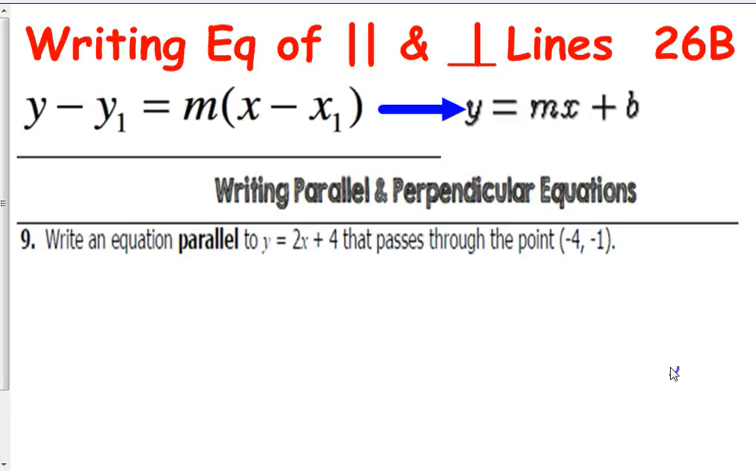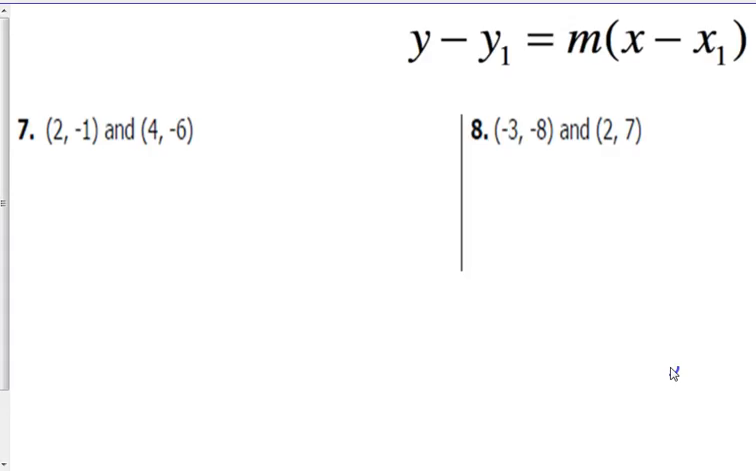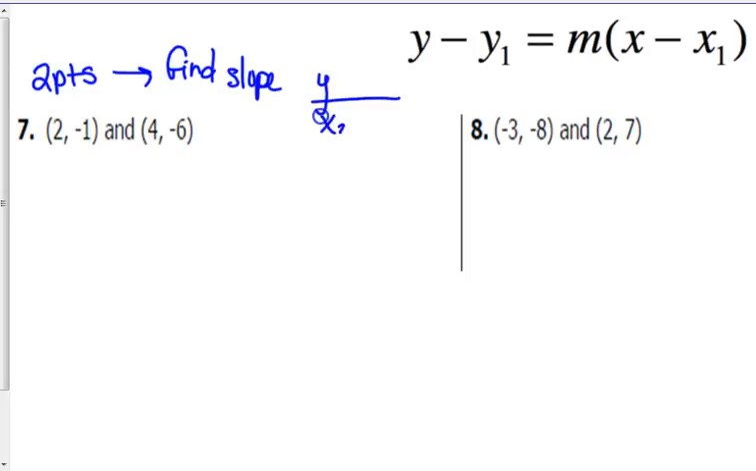Oh, 2 more of these? All right, we can do it. Oh, what's different? They're not the same. We have 2 points. So what do we have to find first? Yeah, do you remember how to find the slope? Yes, but the x's go where? Yeah.